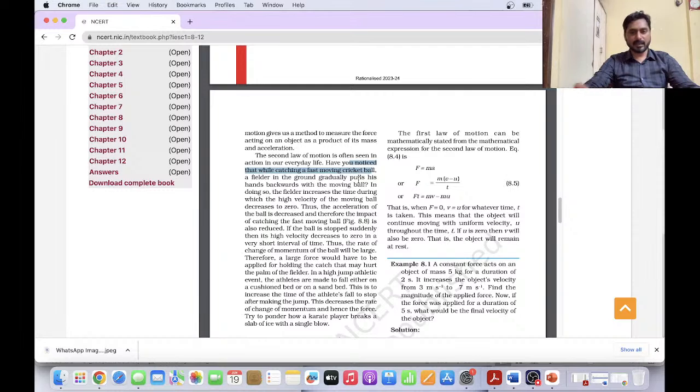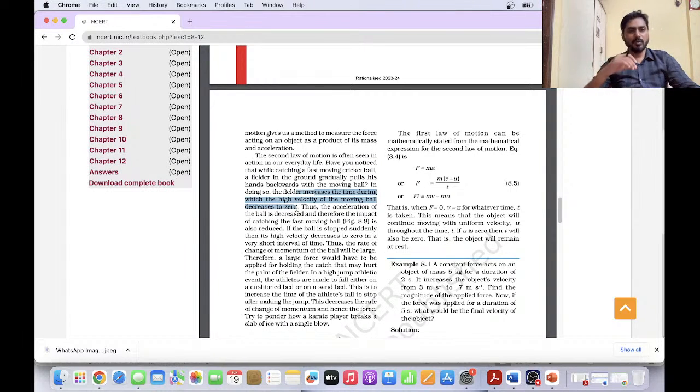When a catcher catches a cricket ball, why does he draw his hand inside, or why does he pull his hand towards his body? Because if he stops the ball at that fixed point only, he will get injured. So to reduce that impact, he pulls his hand towards his body. He pulls the hands backward with the moving ball. In doing so, the fielder increases the time during which the high velocity of the moving ball decreases to 0. So what is he doing?